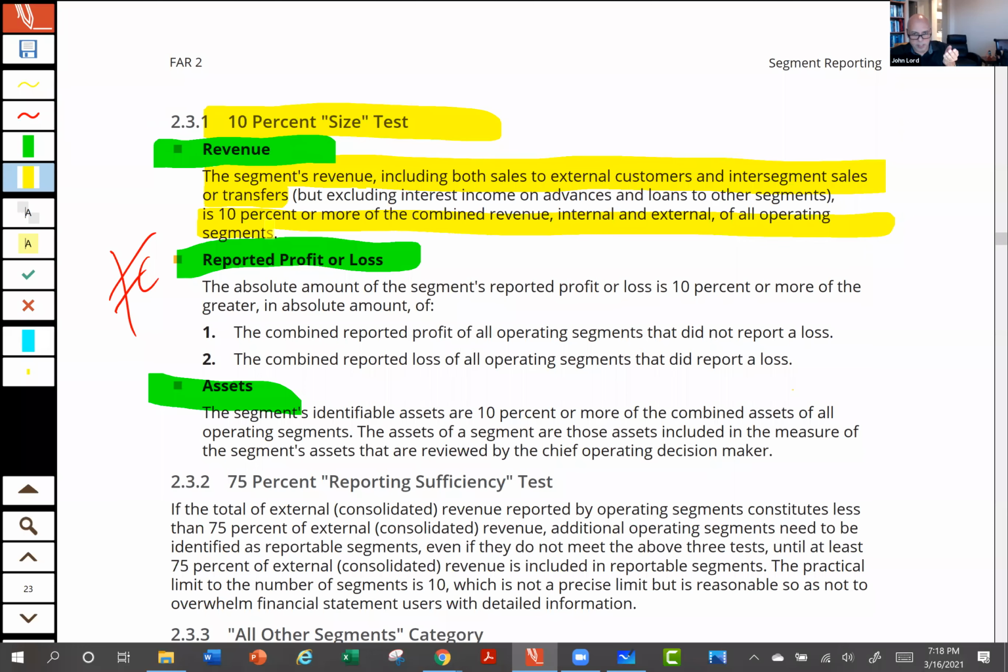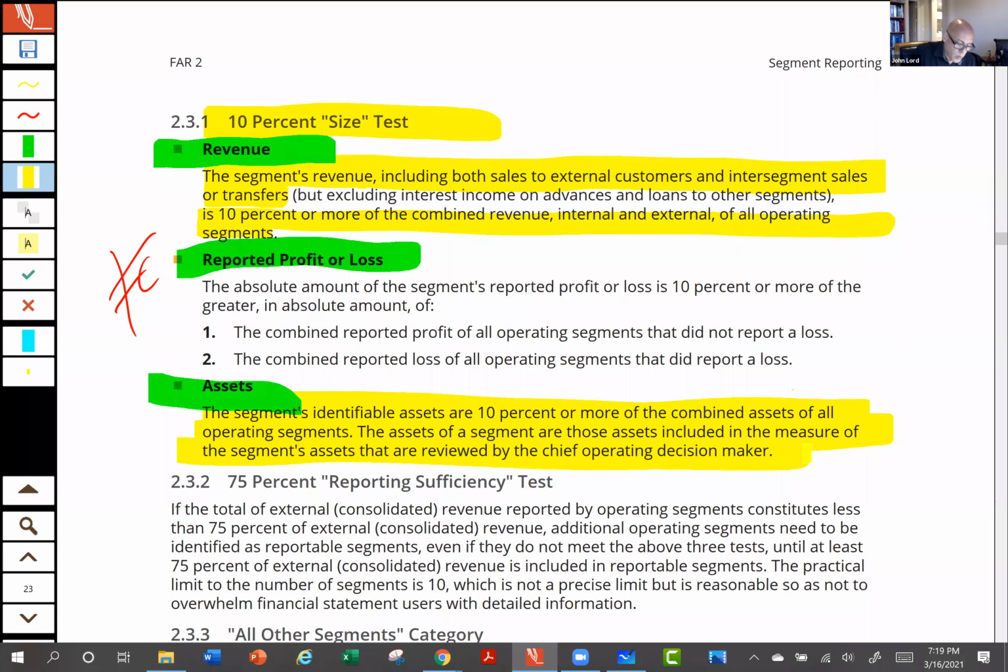Now, if you don't make it on the revenue test, then you might make it on the asset test. So now I'm going to take all of the assets of all of my segments, add them together, multiply that number by 10%. Any segment that has assets that are greater than or equal to that 10% number is a reportable segment, even if it didn't make the revenue test. You only have to meet one of these tests.